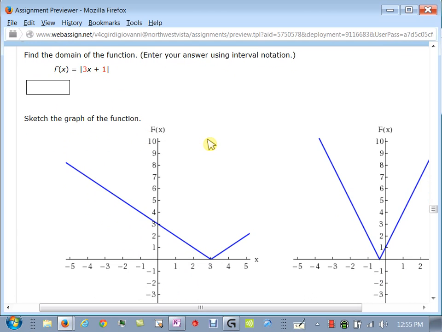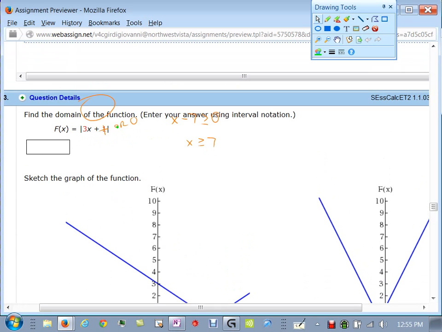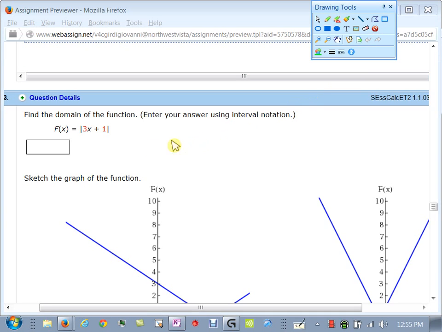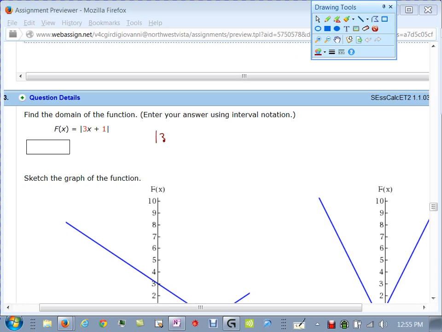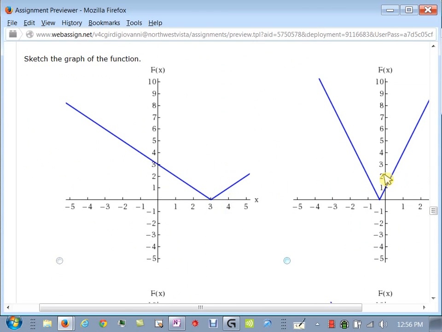One way to figure out what this looks like is just figure out where it's 0 first. So when is the absolute value of 3x plus 1 equal to 0? Well, that's going to happen when 3x plus 1 equals 0. And that means 3x must be negative 1, and that means that x must be negative 1/3. So if you plug in negative 1/3 right here, you get 0. So I should have an x-intercept at negative 1/3. So it's not this one, looking like that one.